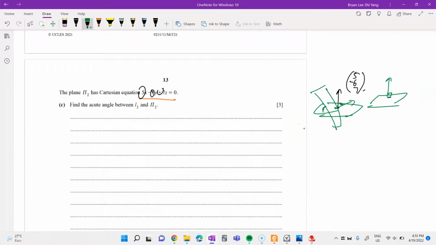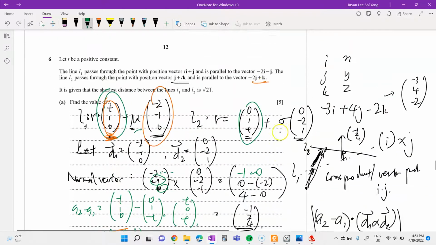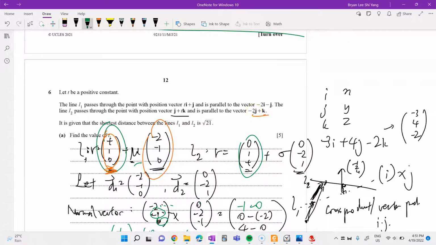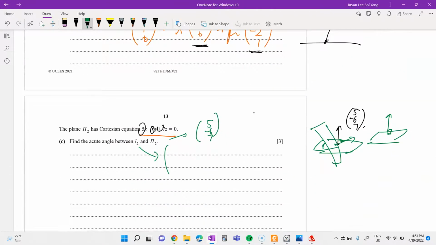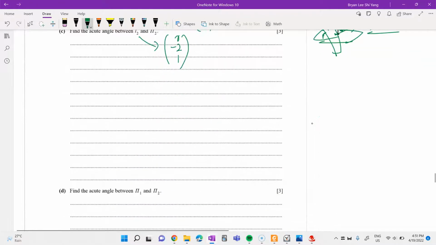So find the acute angle between L2 and pi 2. Our pi 2 has normal vector (5, -6, 7). L2 has direction vector, what's the direction vector again? (0, -2, 1). Yeah, (0, -2, 1). Now, I also want to write down the normal vector to pi 1, which is (-1, 2, 4).